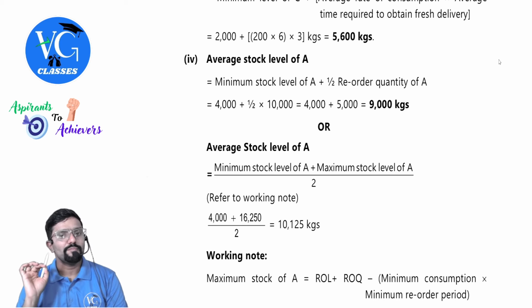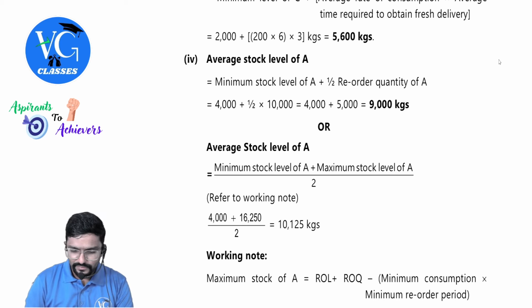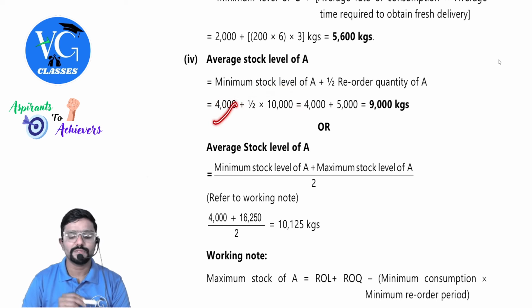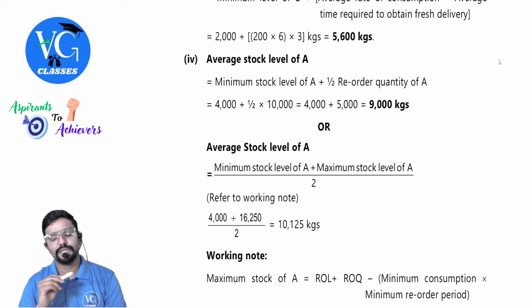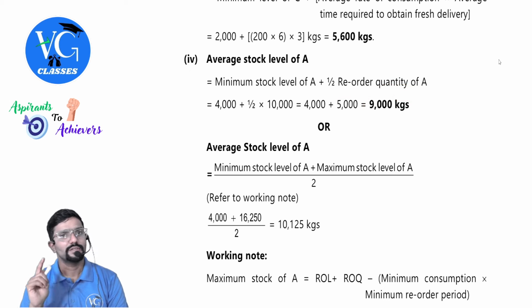Minimum stock level of A plus half of reorder quantity, guys. So what have they done? First, they took half of the reorder quantity. Half of the reorder quantity is 5,000. Then the minimum stock level of A is 4,000, which comes to 9,000 kgs. Sir, here also it's not matching. It will not match. Clear?